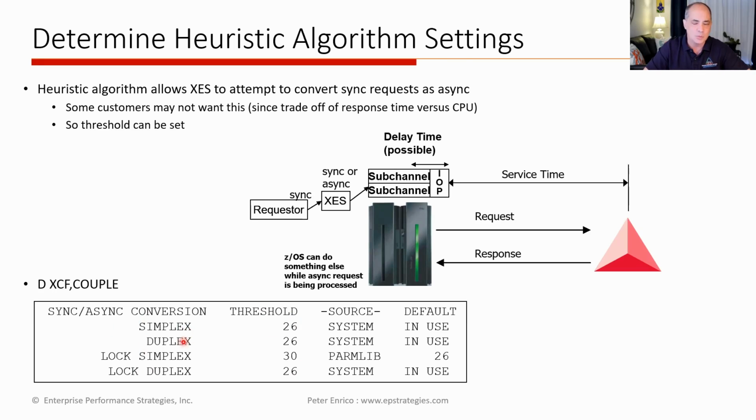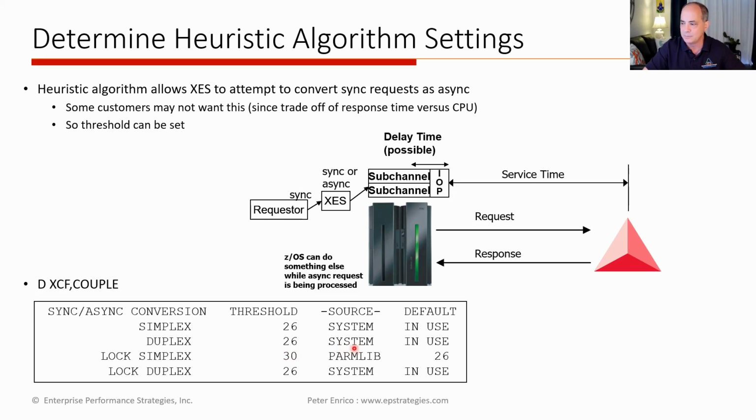So simplex and duplex is just that. Simplex means it's not a duplex structure. Duplex does. The first two numbers are for list and cache structures. And the last two numbers are for lock structures, whether duplexed or simplex. And these threshold values here are in microseconds. On the right-hand side here, it tells you where this value came from. It could come from COUPLExx, because you can specify this in your COUPLExx members. It can come from the operating system default, or it could be heuristically adjusted. So the point is it's either the default, or you're changing it, or it's heuristically being changed.